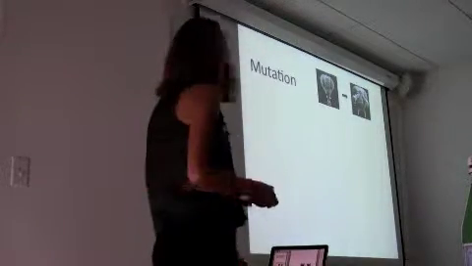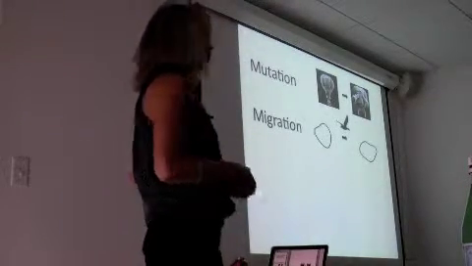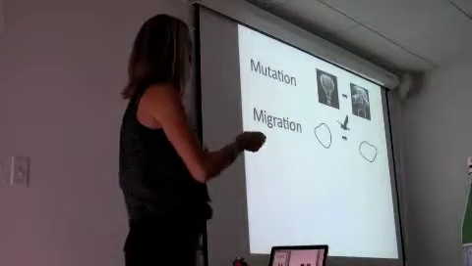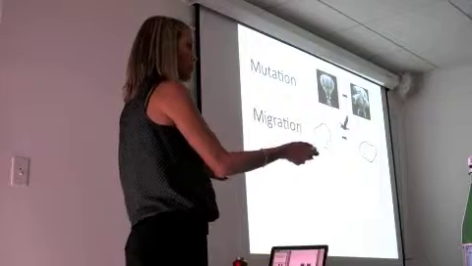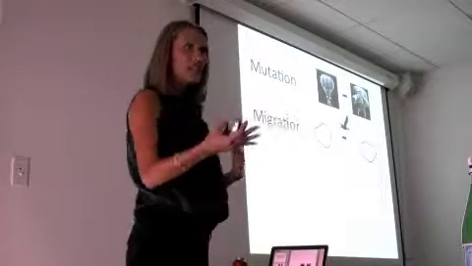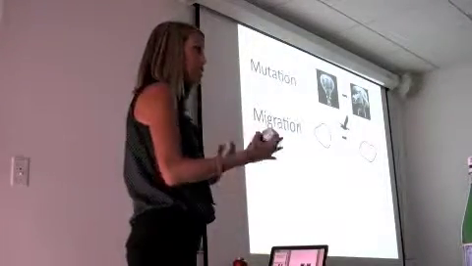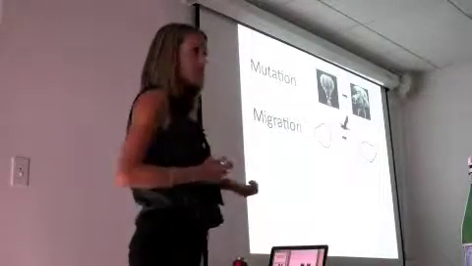in a population. The second evolutionary process is migration. And this is when individuals move from one population to another. And when they move from one population to another, they're carrying their genes with them. And so they're changing the genetic makeup of both of those populations.